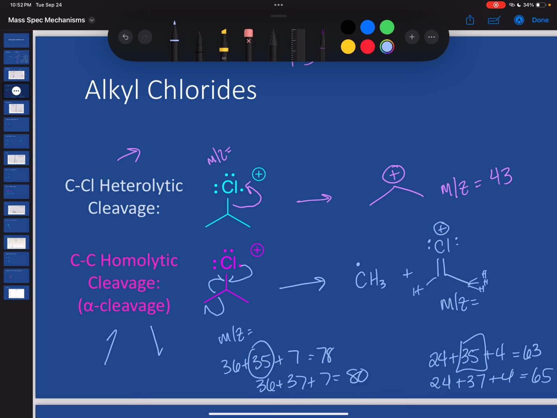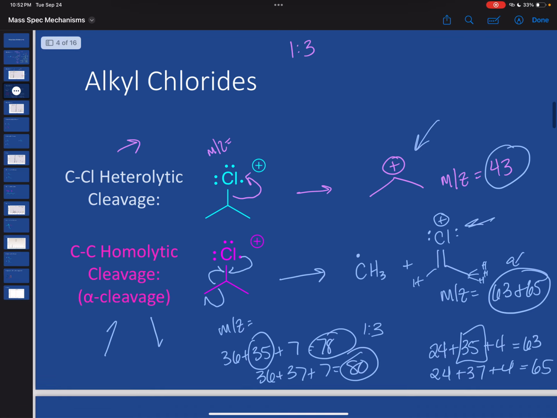So if I was looking at the mass spec for the structure, I would look for my molecular ion peak, where I should see 2 peaks. These should be at a 3:1 ratio. I would have my heterolytic cleavage. Now again, because this does not have chlorine anywhere on it, I don't have to worry about isotopes or anything like that. And then my alpha cleavage here, I would look for 63 and 65. Because it does have chlorine, I need to worry about those isotopes.